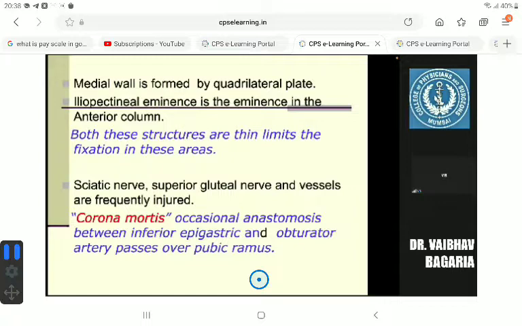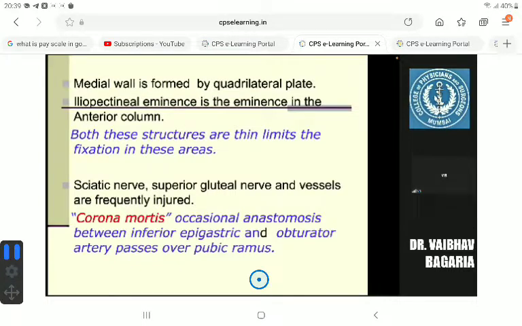And there are a few important structures that we must be aware of: the sciatic nerve, the superior gluteal nerve and vessels, and the corona mortis. All of these are very important and have the potential to cause injury. When you are doing a posterior approach, it's the sciatic nerve, superior gluteal nerve, and superior gluteal artery that may get injured. And corona mortis, this is a very important question. Sometimes you can get a short note or you may be asked this during the exam.